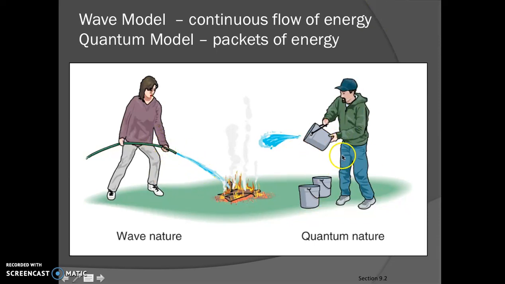But the quantum view of light, these discrete packets, the photon view of light, would be like dumping a bucket of water. So the bucket of water is a packet of energy, and that's a photon. So light acts as both the hose and the bucket of water.